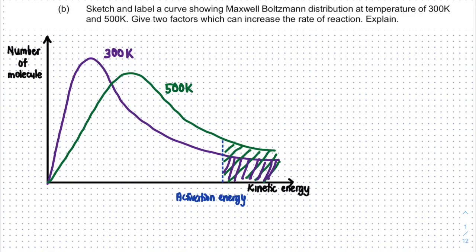Okay, for this one, it's actually the extra part. Here, at this one point, you label it as activation energy. And then here, I already shaded the area as well. The shaded area shows the number of molecules which have kinetic energy higher than the activation energy. So even though the question does not ask, I'm just going to do it.